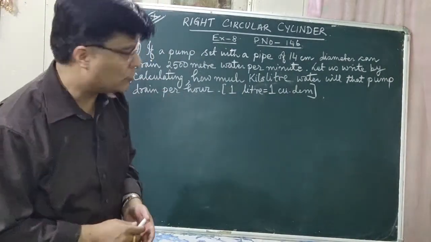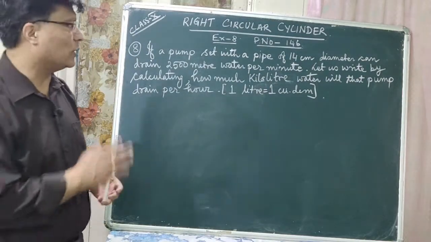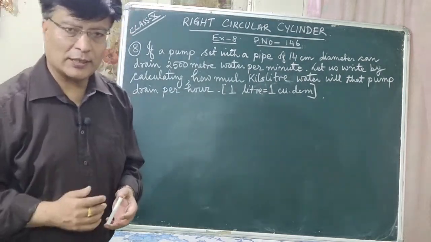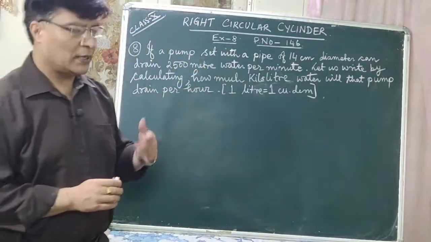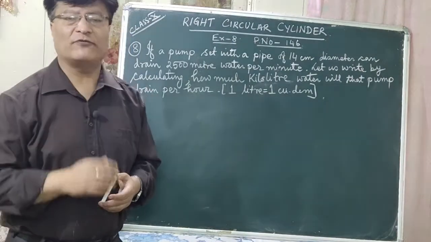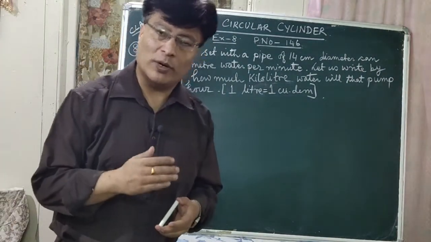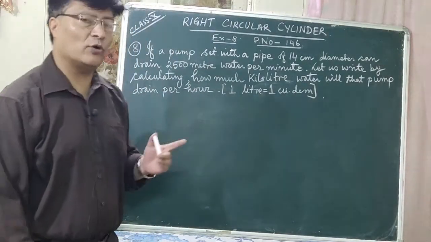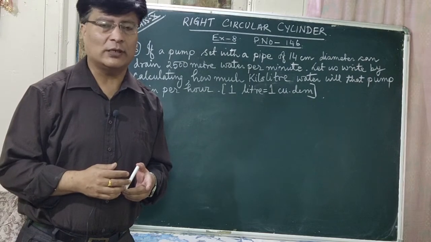So now I'm doing class for class 10. The topic is right circular cylinder. In the last online class we just started right circular cylinder, and in that class we did some formulas: the formula for volume of the right circular cylinder, the total surface area, and the curved surface area of the circular cylinder.